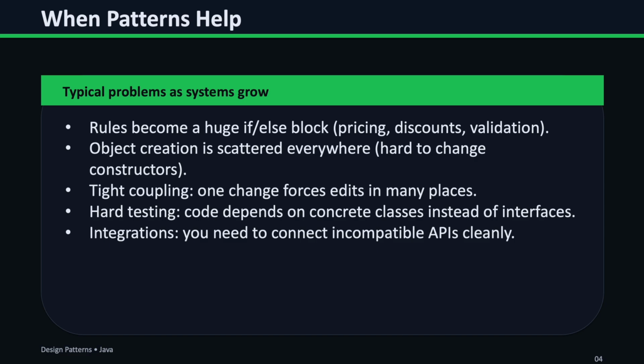Another pain is when object creation logic is scattered everywhere, you keep calling constructors in many places. And later, when the construction changes, you have to fix it in many files. Another big problem is tight coupling. That means one class depends heavily on another class's internal details. So if you change one thing, you are forced to change many things. Also, testing becomes harder because your code depends on concrete classes instead of clean interfaces. And finally, integration gets messy when you connect to external APIs or libraries with different interfaces. So patterns are basically tools to reduce these pains and keep the code base stable as it changes over time.